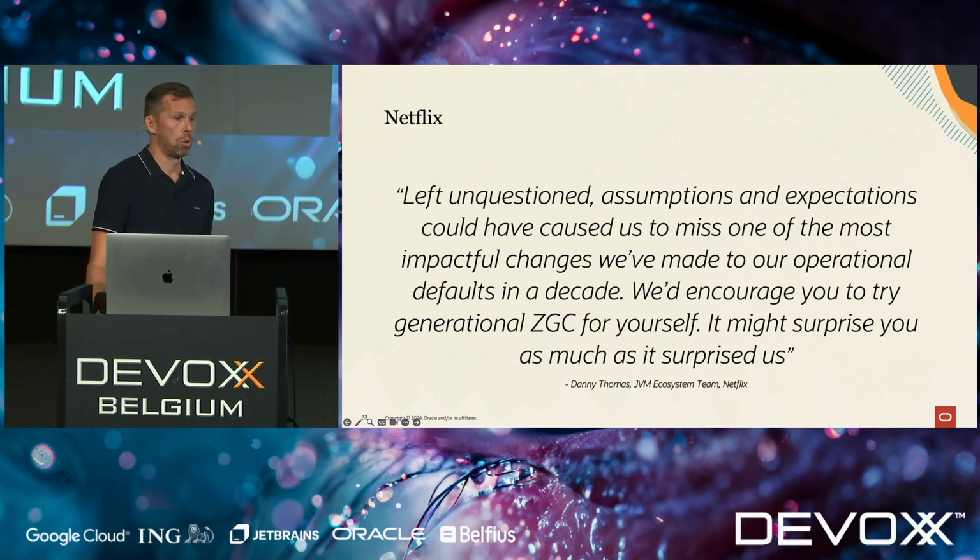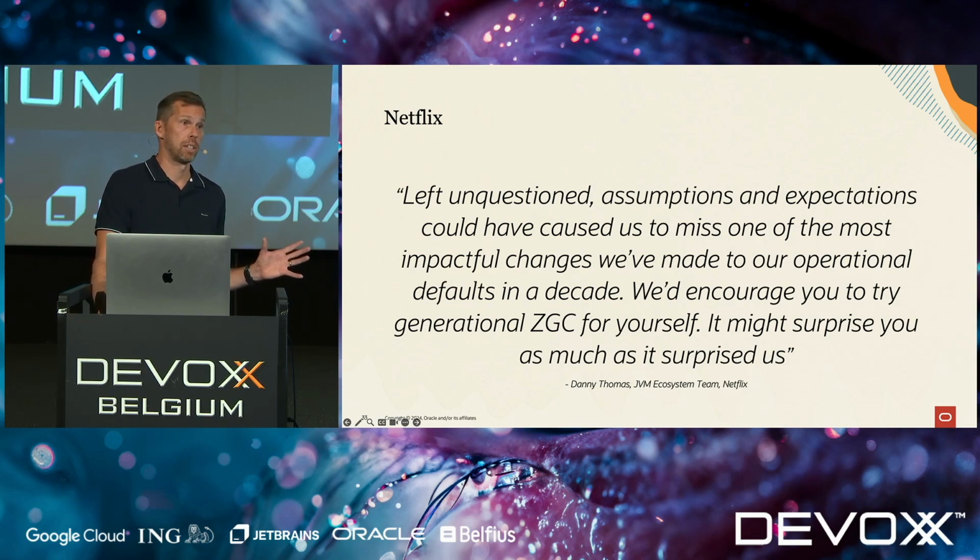And I picked up a quote from this blog post that I think is very important. "Left unquestioned, assumptions and expectations could have caused us to miss one of the most impactful changes we've made to our operational defaults in a decade. We'd encourage you to try generational ZGC for yourself. It might surprise you as much as it surprised us." And the surprise here, again, is how well generational ZGC worked on smaller heap sizes.